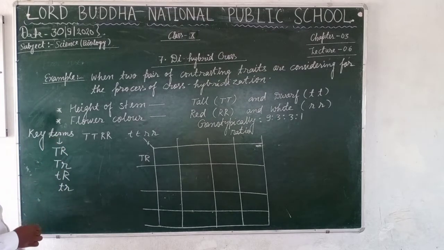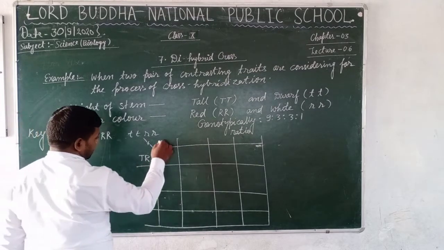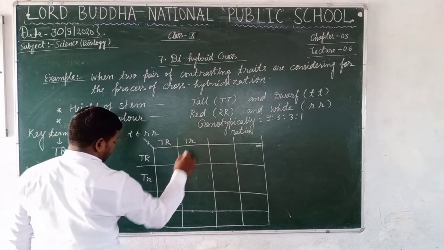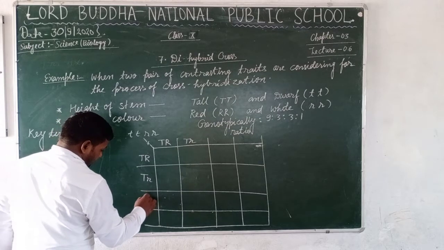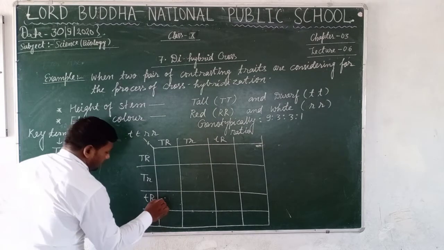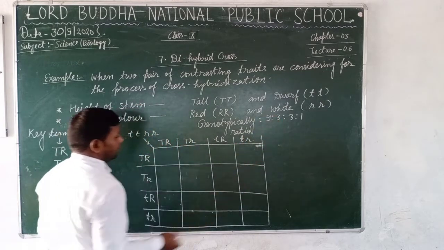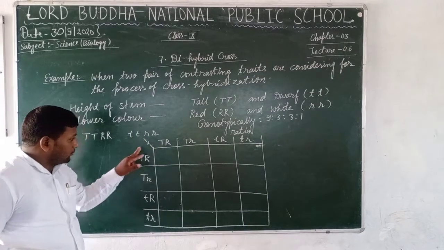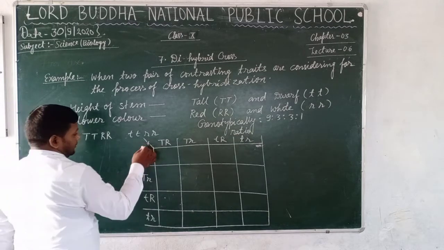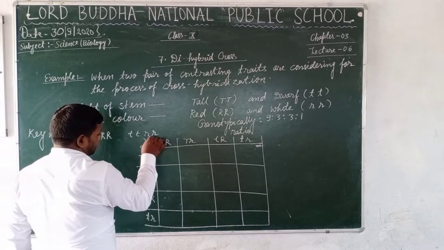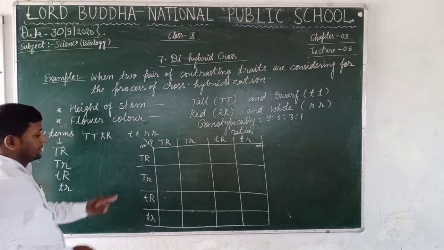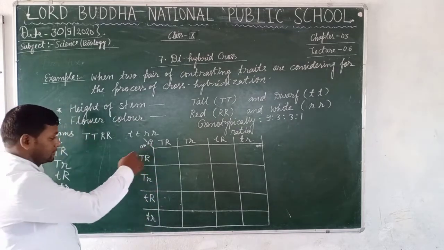The key alleles are: capital T capital R, capital T capital R also, capital T small r, capital T small r, small t capital R, also small t capital R, and small t small r, and here also small t small r. Now students, we are crossing these pairs of contrasting alleles, not mathematically but biologically. So students, when cross hybridization occurs between these alleles, the result is obtained.